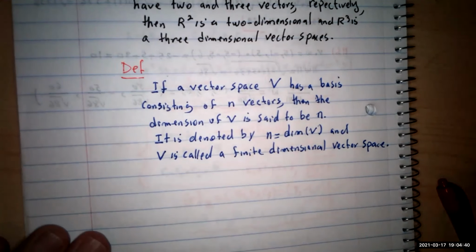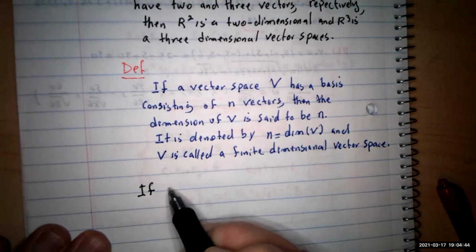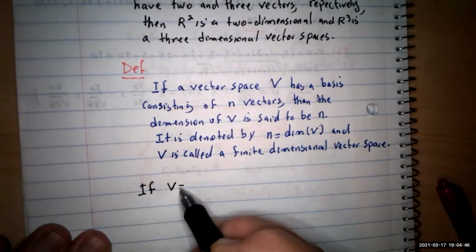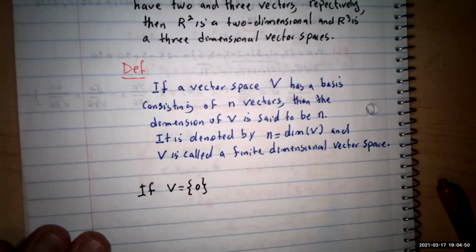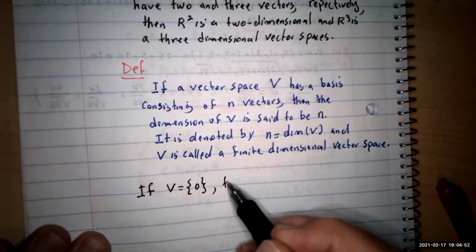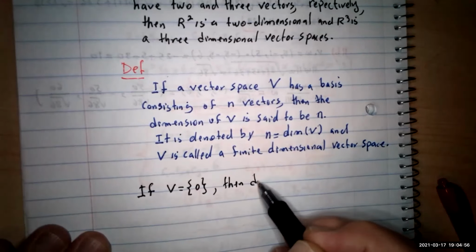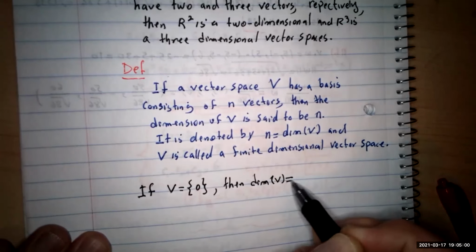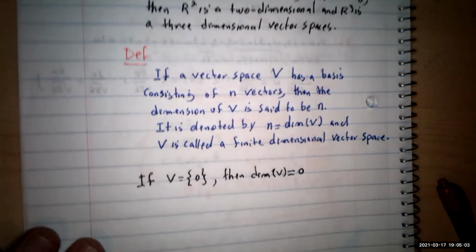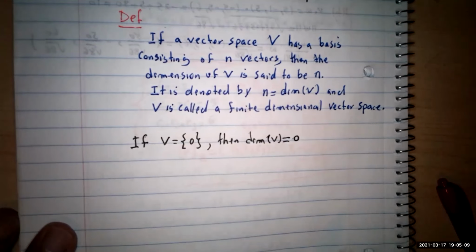In specific cases, if you have a vector space that contains only 0, then we say that the dimension of this vector space is 0, the zero-dimensional one. If you have one more vector, then in that case you are going to have the one-dimensional one.